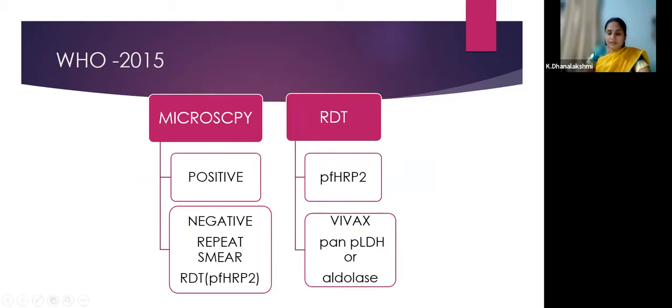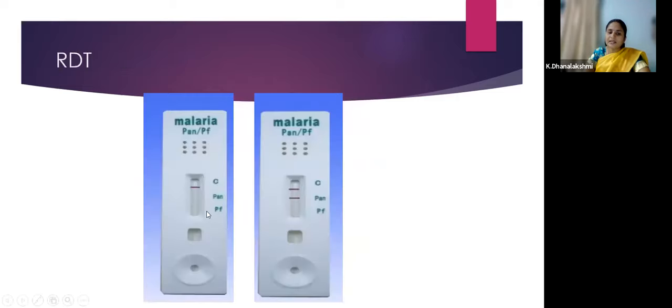So this is how it looks like. This PF is HRP2 targeted. The antigen is histidine-rich protein 2. Pan-malarial antigen targets the plasmodium, that is pan-LDH or pan-aldolase. Here HRP2 is targeted. So this is a control line. If you get a test line only here, then it confirms the diagnosis of Plasmodium falciparum.